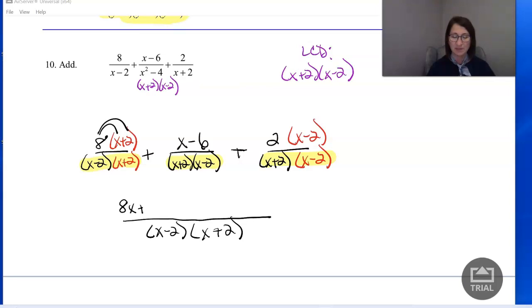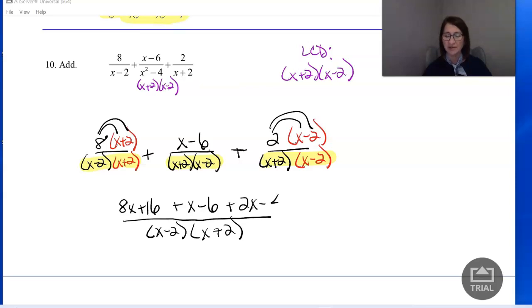So 8x plus 16, plus, I've got my middle x minus 6, and then I'm going to distribute the 2 and get plus 2x minus 4. So now at this point, it's pretty easy for me to combine my like terms. So 8 plus 1, because there is an implied 1 in front of that x. 8 plus 1 is 9, plus 2 is 11x.